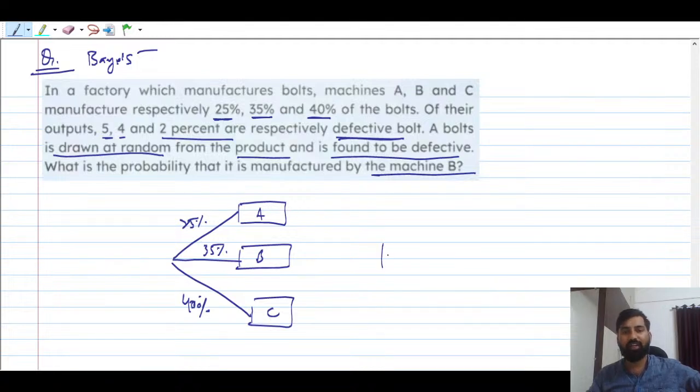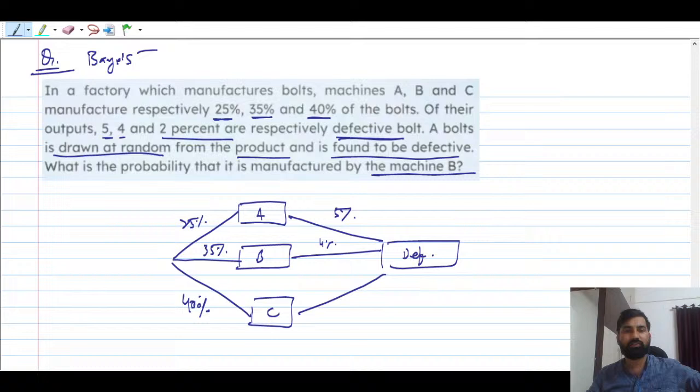Now all of them can be defective, so you write defective here, and the probability of each is given. So what is the probability? 5%, 4%, 2%, right? Now they are asking that if the product is defective, a bolt drawn at random from the product is defective, what is the probability that it was manufactured by machine B?